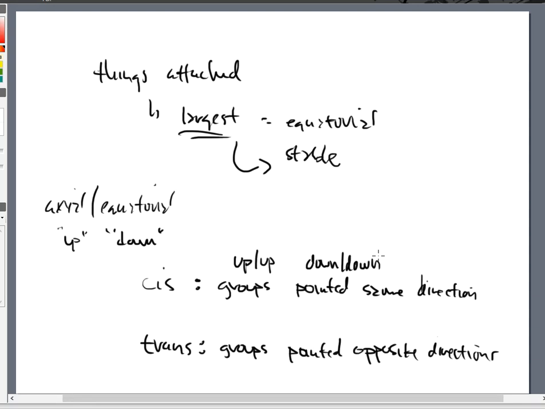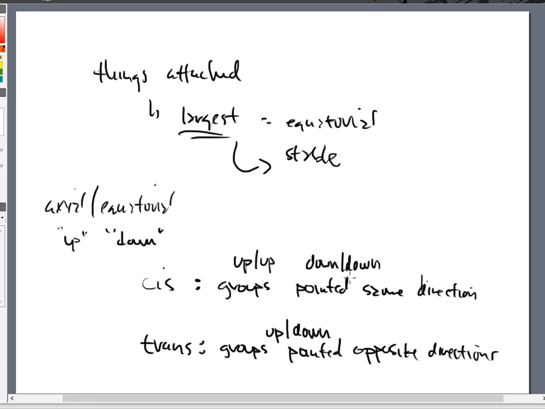For the trans, they need to be opposite. Notice that has nothing to do with axial or equatorial. That's another common problem that people make. They think cis means the same type of bond. If both of them are axial, then it's going to be cis. Or if both of them are equatorial, then it needs to be cis. No. That is not right. You need to delete that from your brain.